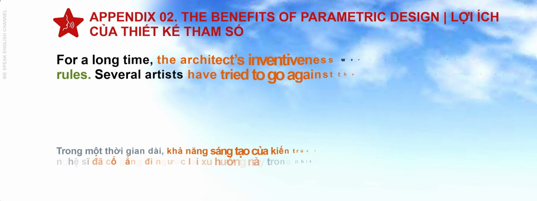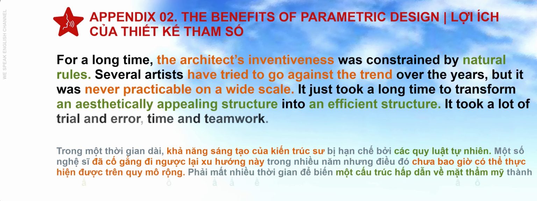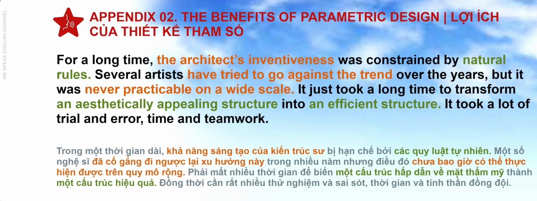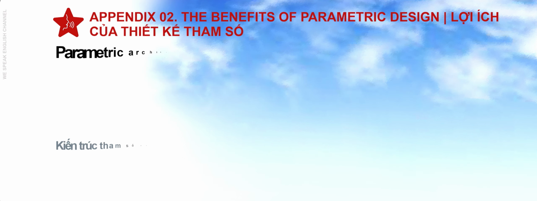Appendix 2. The benefits of parametric design. For a long time, the architect's inventiveness was constrained by natural rules. Several artists have tried to go against the trend over the years, but it was never practicable on a wide scale. It just took a long time to transform an aesthetically appealing structure into an efficient structure.